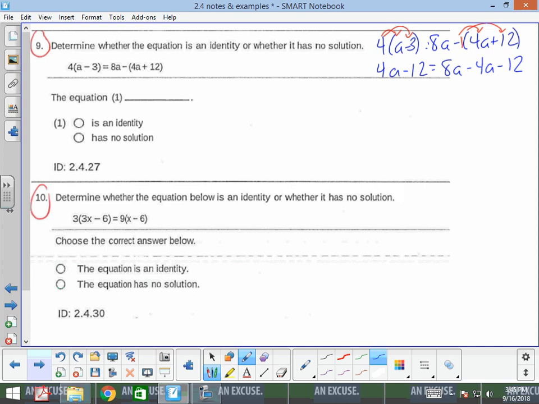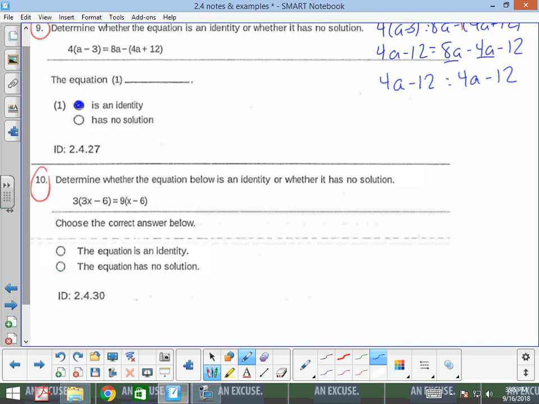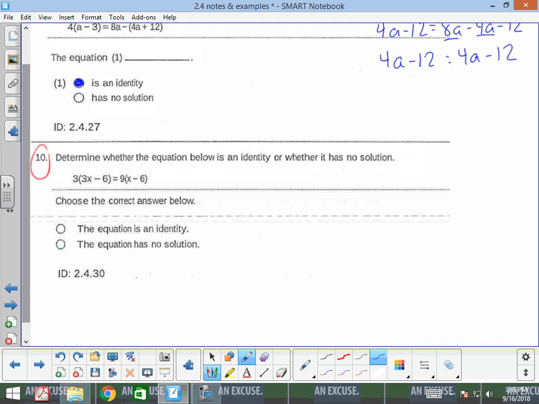All right, combine like terms on the right side. So I have 4a minus 12 equals 4a minus 12. Now, they are identical. 4a minus 12 equals 4a minus 12. So this is called an identity. So if they are identical, then you're just going to type this is an identity. All right, number 10.